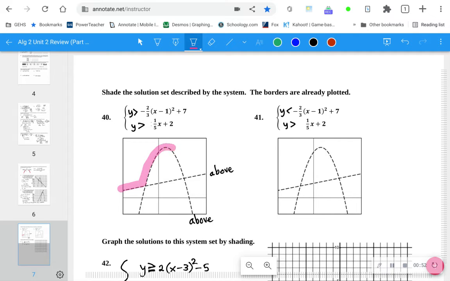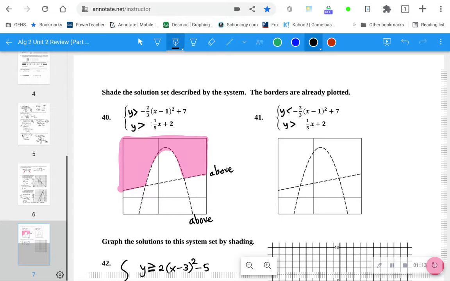So I'm going to kind of outline where I'm going to color. And once I get that done, I can either hash it, or if I'm using a light highlighter, I can fill it all in. And there's the answer to that section.